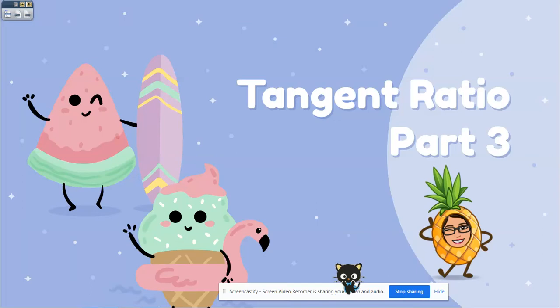Welcome to Tangent Ratio Part 3. So we practiced how to make the tangent ratio, which is opposite over adjacent. Then we learned how to solve for missing sides. Today we're going to learn how to solve for missing angles.